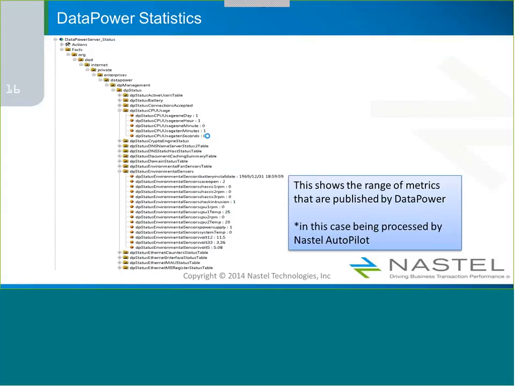DataPower, as I'm sure most of you are aware, is an actual appliance. There is a VM available, but most people today still run the appliance in their production environment. It's a hardened appliance, and it has metrics about its own operation. It has batteries, CPUs, file systems, and so on, and people are concerned with simply knowing how well that DataPower is operating.